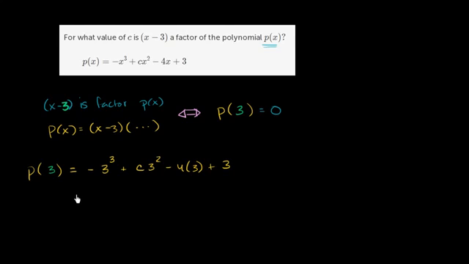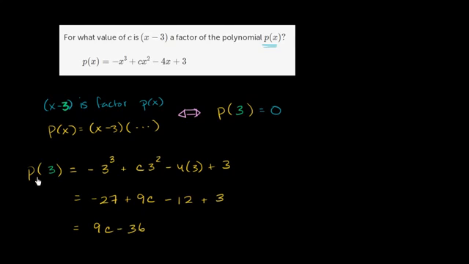So what's this going to be equal to? This is going to be equal to negative 27 plus 9c minus 12 plus 3. So what does that equal? Let's see. Negative 12 plus 3 is negative 9, plus negative 27 is negative 36. So this is going to be 9c minus 36.